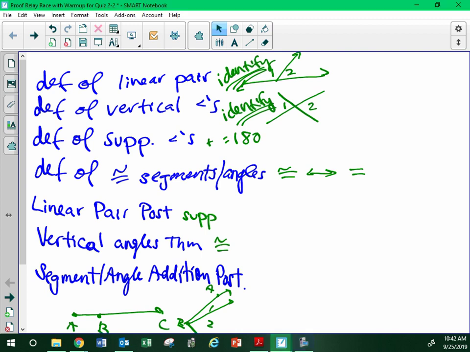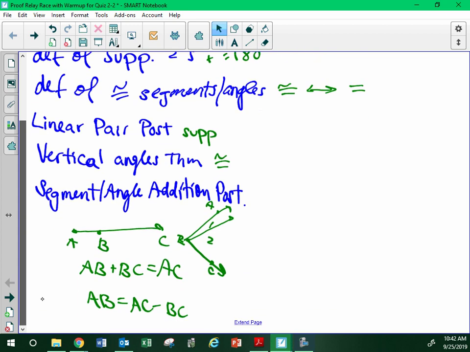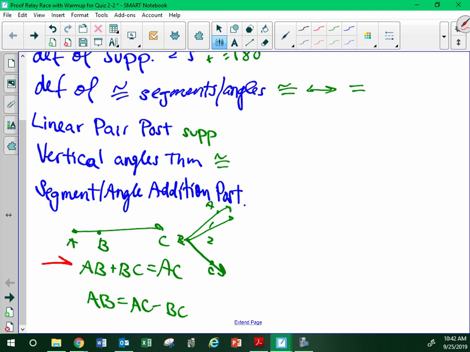And then last but certainly not least, because we use it a lot, especially in Unit 1, our segment addition postulate or angle addition postulate. We have pieces that add to be the whole thing. And just a reminder, for segment addition postulate, and it's true also for angle addition postulate, we typically write it where we say piece plus piece equals the whole.